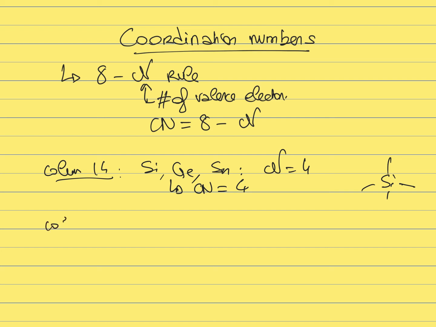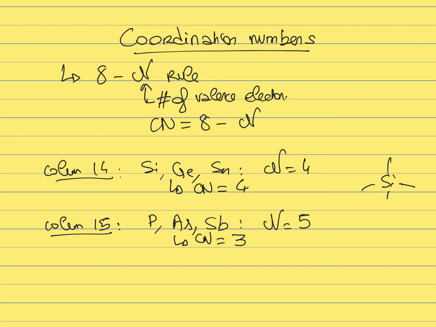Now, if you move one column to the right, so you move to column 15, on this column you would find phosphorus, arsenic, and antimony. Now, the coordination number, the number of valence electrons, would be 5, which would give you, in this case, a coordination number of 3. So 8 minus 5 equals 3.